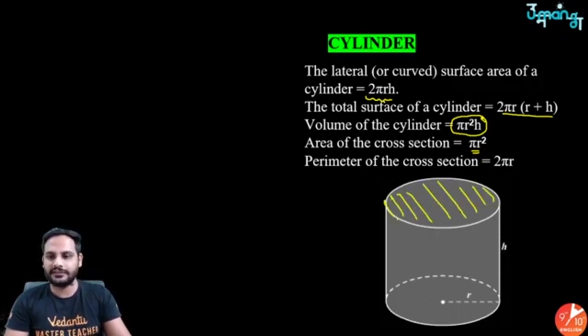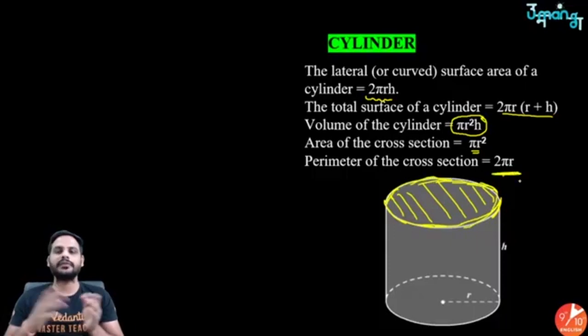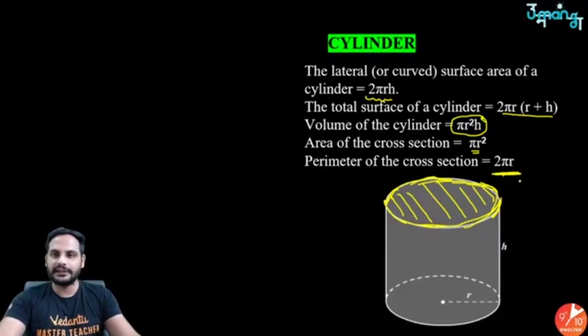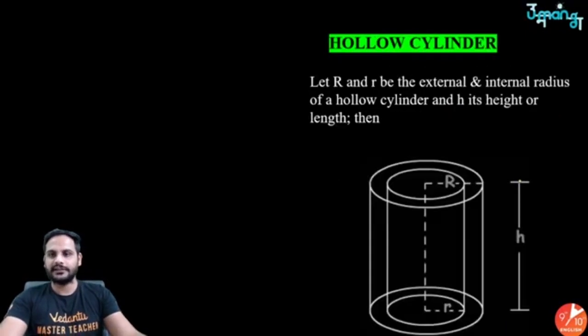Perimeter of the cross section. So perimeter of the cross section means what? Perimeter of a circle. Perimeter of a circle is 2 pi r. So these are your formulas of the cylinder.